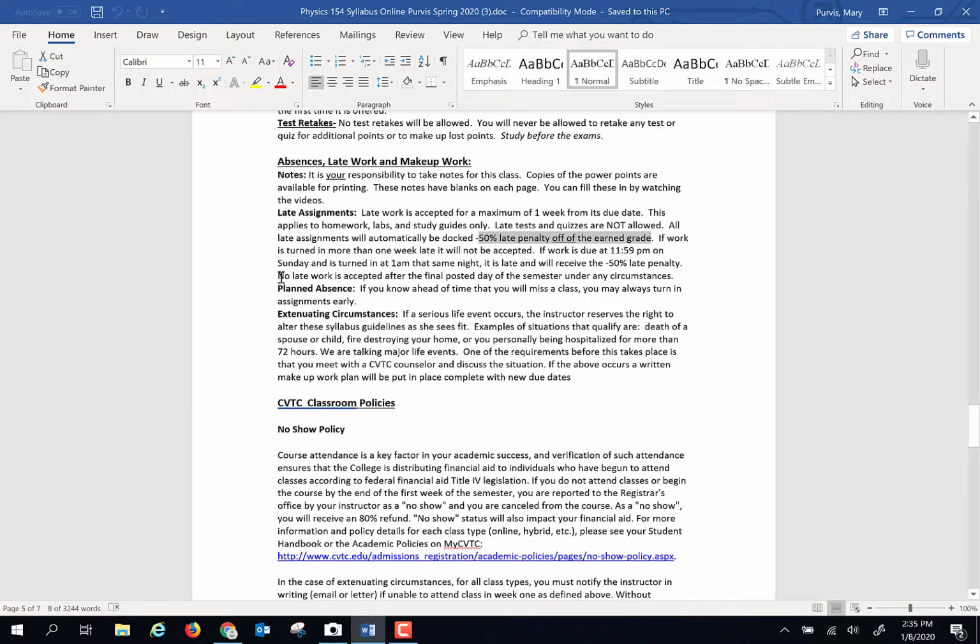And no work is accepted after the final posted date of the semester. This late policy does not apply to tests and quizzes. Tests and quizzes are not allowed to be turned in late or taken late. Once they close, they are done. You're not going to be able to take a quiz or test if you just plain blow it off. You will take a zero on that assignment.